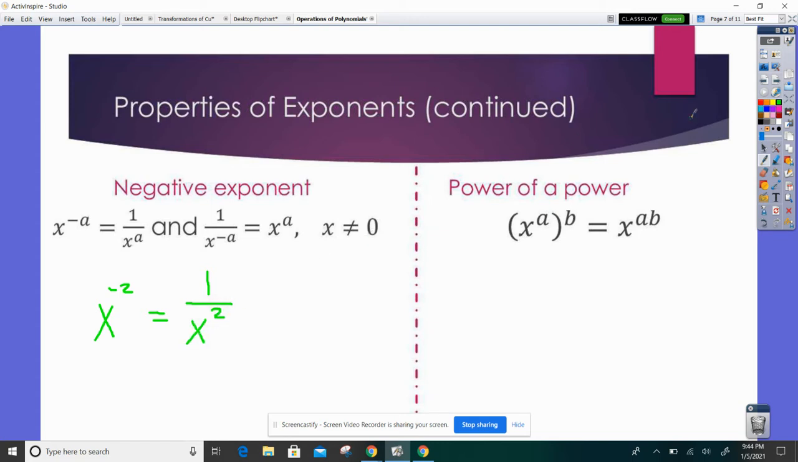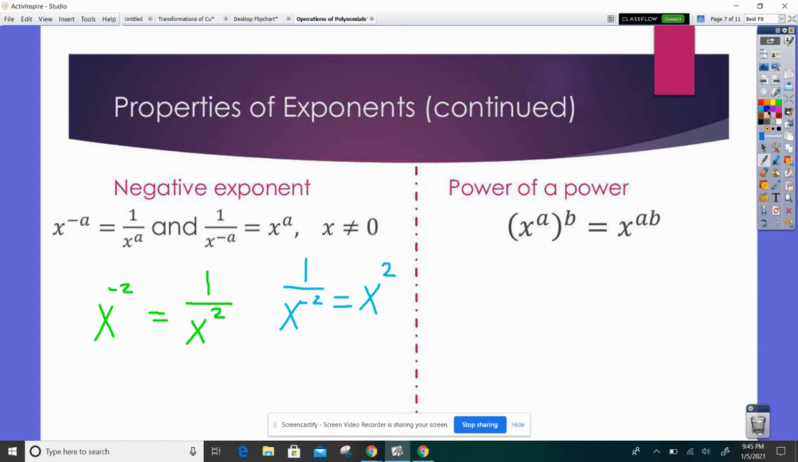Okay, similarly, if it was 1 over x to the power of negative 2, it's already in the denominator. I just move it up, and it becomes x to the power of positive 2. So you essentially just flip it. If it's on the top, you move it to the bottom. If it's on the bottom, you move it to the top, and you change the sign of the exponents.